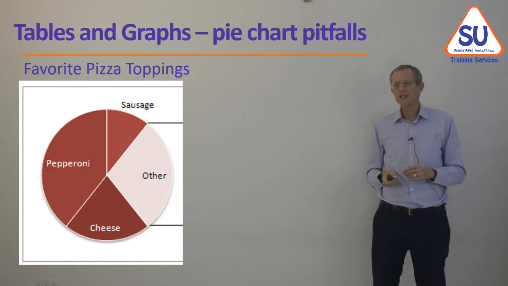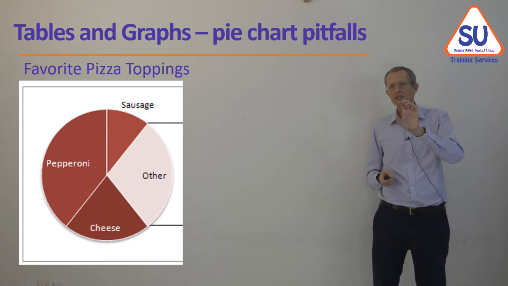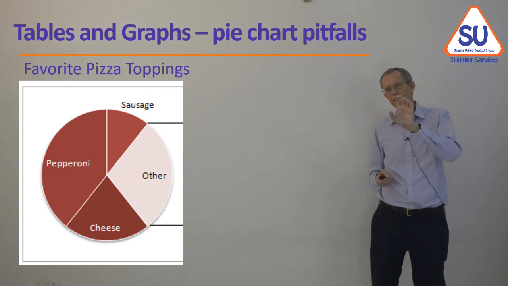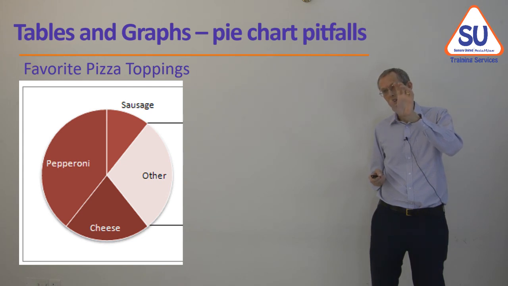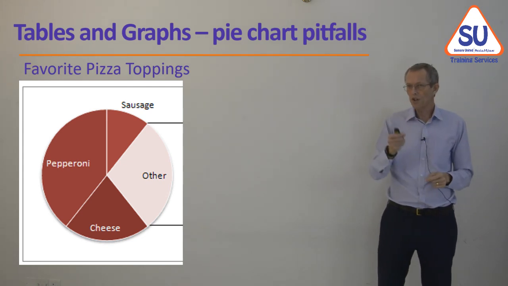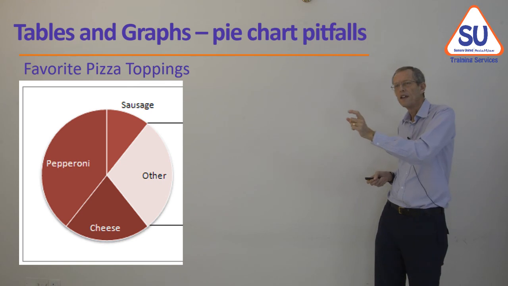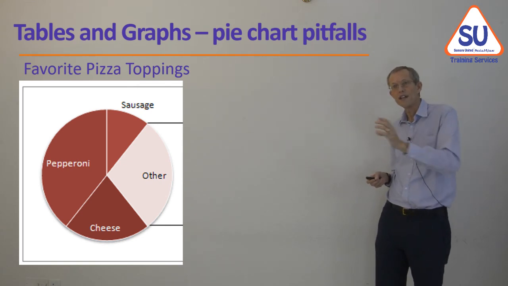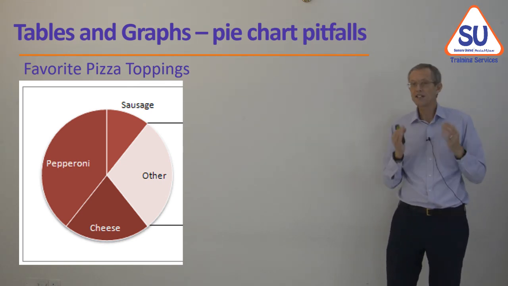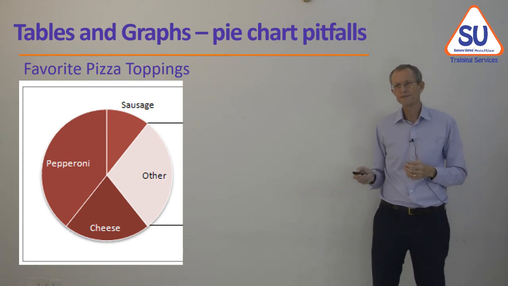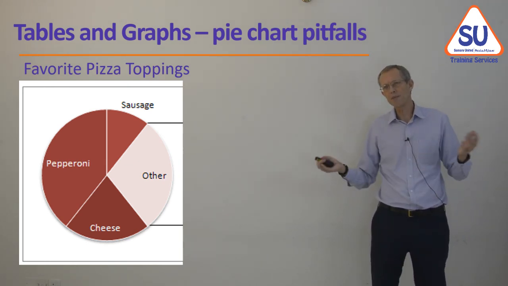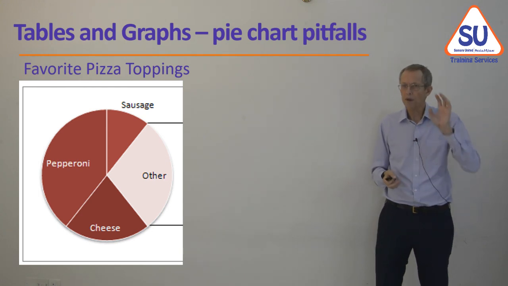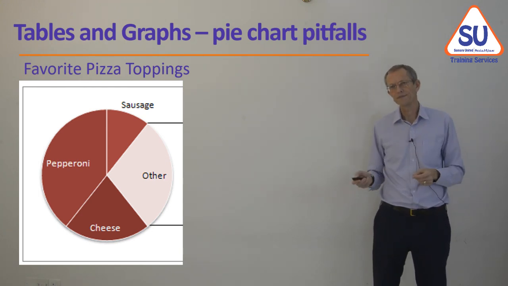Right, let's look at this. This chart is a picture of favourite pizza toppings. So you can look at this chart and say, right, popcorn is the favourite. It's got the biggest part and it's clear and it speaks clearly. And then cheese is second, sausage is third, and everything else is about a quarter of the toppings. Well, pepperoni is number one.